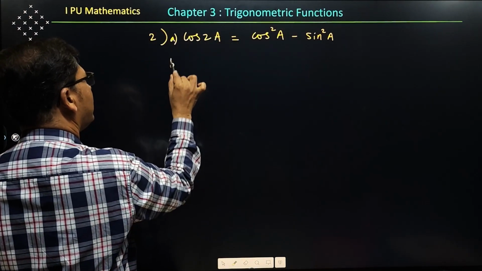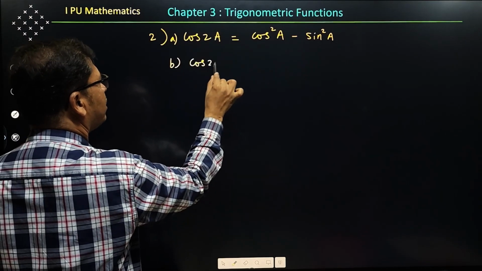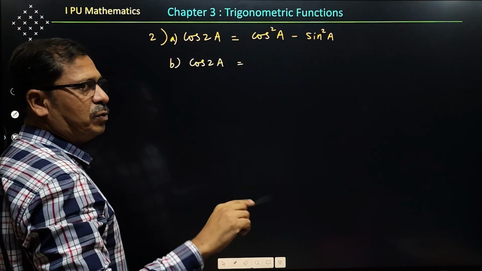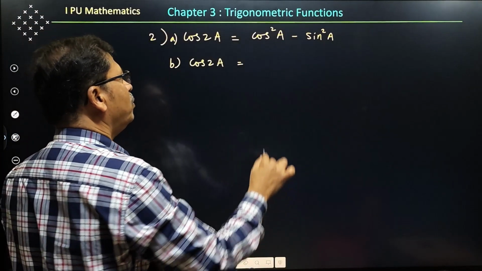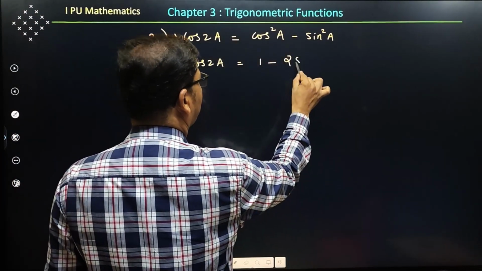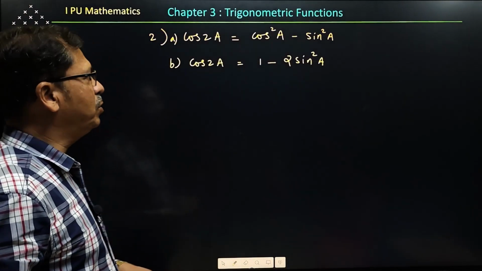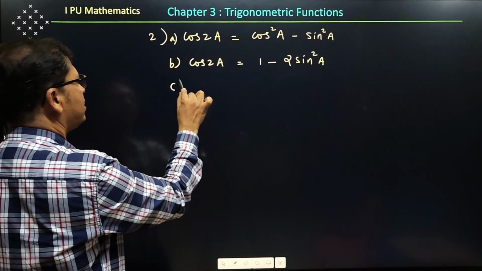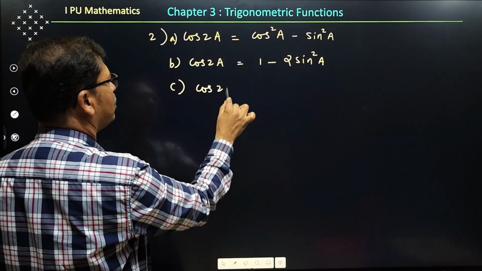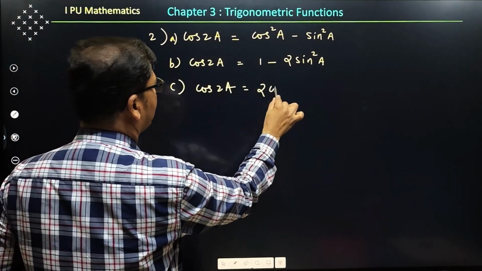And in this case, the second one is cos 2A. For the same thing, if you want to express purely in terms of sin ratio, 1 minus 2 sin square A you can prove here. And then, if you want to write purely in terms of cosine ratio, the result can be written as cos 2A is equal to 2 cos square A minus 1 here.